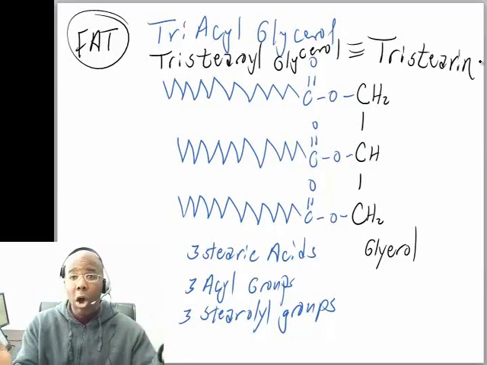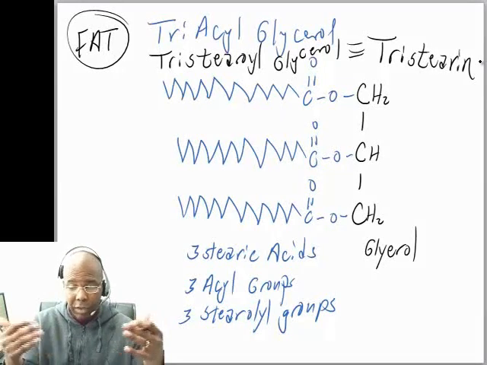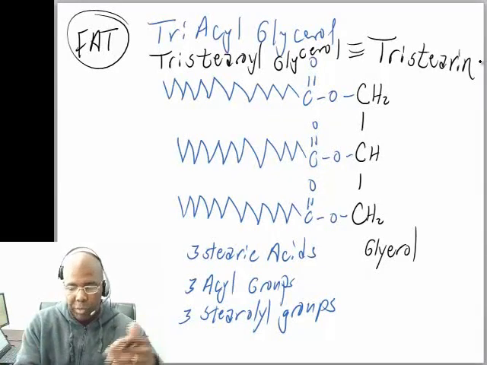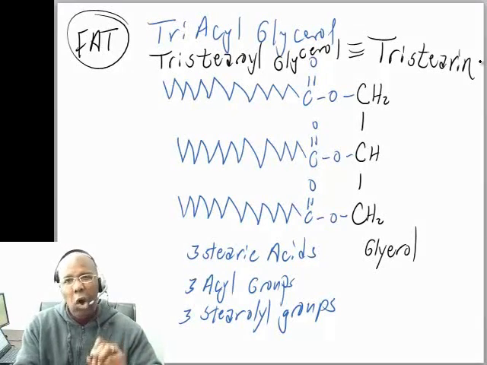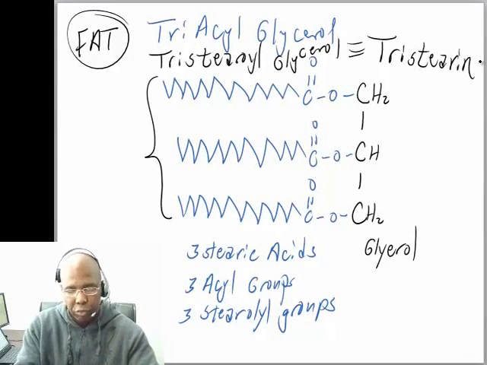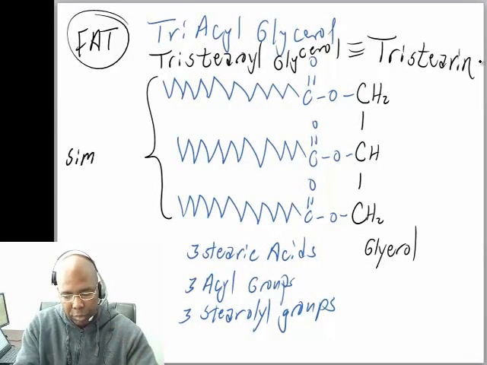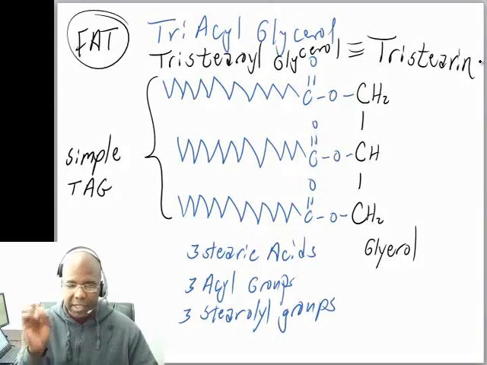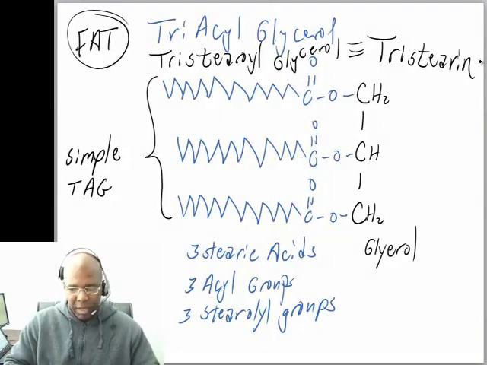Now, these don't all have to be stearoyl groups. We could have a myristoyl group, or we could have a palmitoyl group. But if they're all the same, and here we have them all the same, all of the acyl groups are the same, we call this a simple triacylglycerol, because all of the fatty acids are the same. And I'm going to stop here on this one. I think we have everything we need to know.